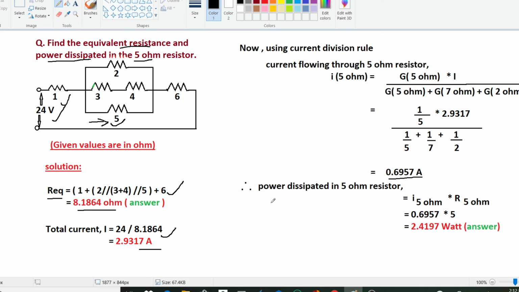Now we need to calculate the power dissipated in the 5 ohm resistor. For that we have I squared R: the current flowing through the 5 ohm resistor into the resistance of 5 ohm. We have calculated the current through this 5 ohm resistor as 0.6957 ampere, so 0.6957 ampere into R5, that is 5 ohm, gives 2.4197 watt, and this is our required answer. So the power dissipated in the 5 ohm resistor is 2.4197 watt.